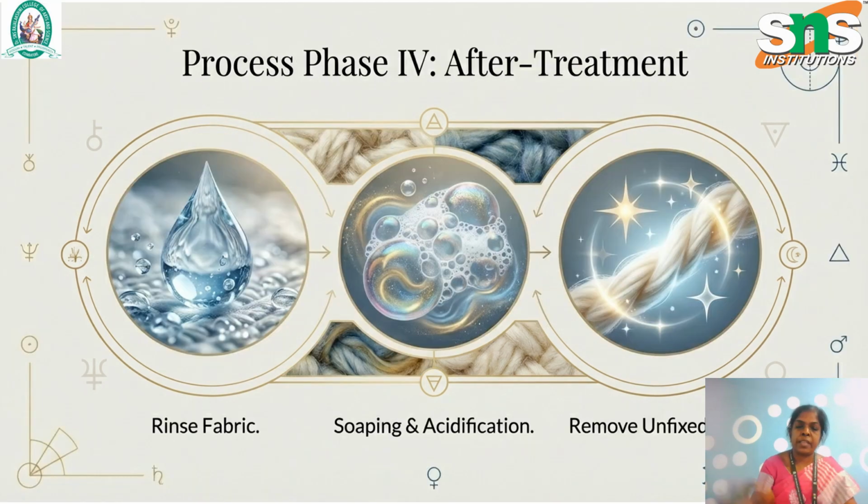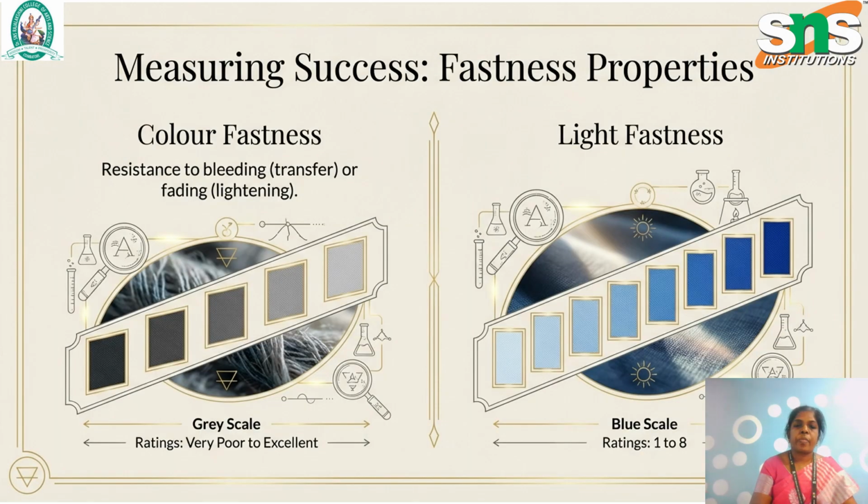Afterwards, after the entire process is over, the wool fiber is taken out and rinsed with water, and soaping and acidification are given to remove the unfixed, loosely held dye, and then the after-treatment is over. How will you measure the success of the dyeing? That is, how will you know whether all the dye has been fixed properly or not? We can assess by the color fastness properties and the light fastness properties.